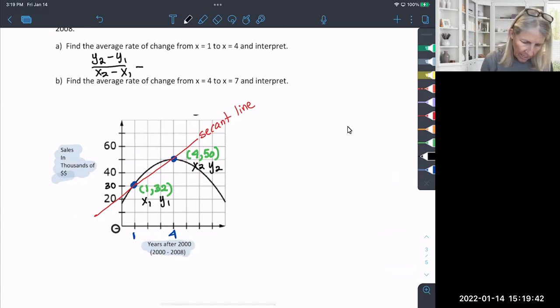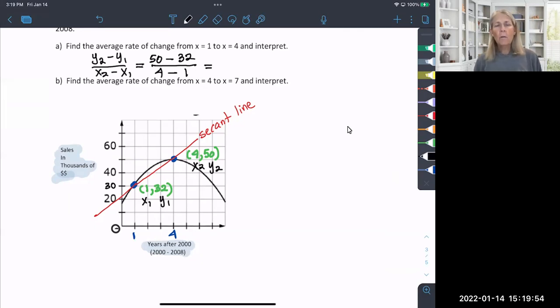All right, if I do it in that order, I'm going to have 50 minus 32 over 4 minus 1. And if you subtract 50 minus 32, that's 18, divided by 4 minus 1, which is 3, we get a value of 6.